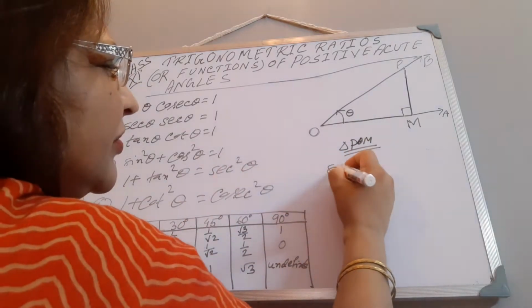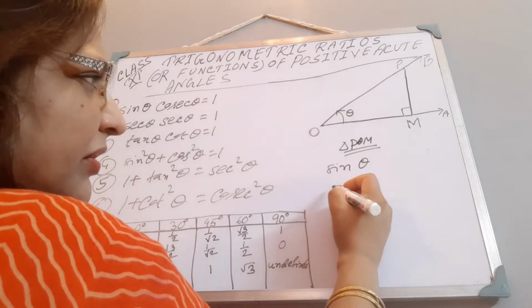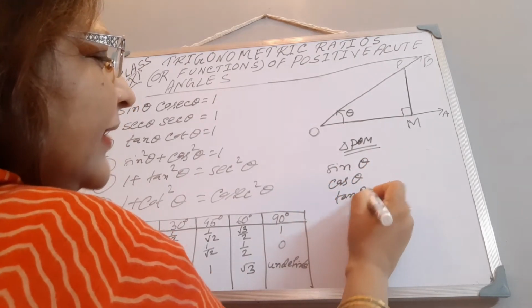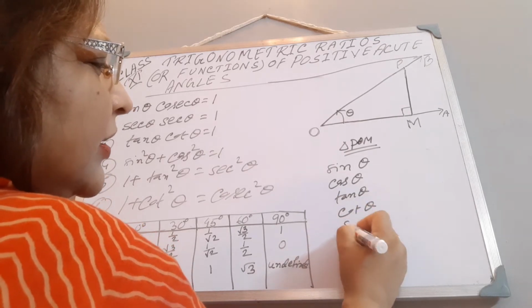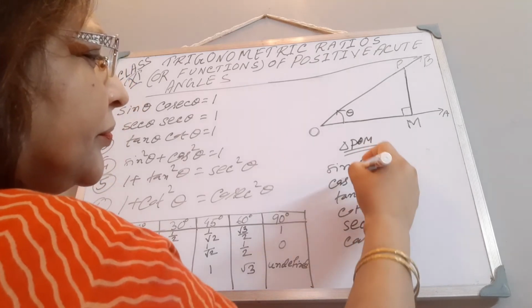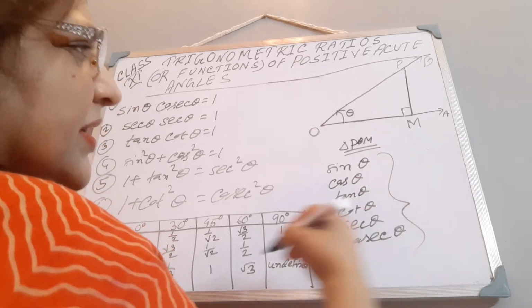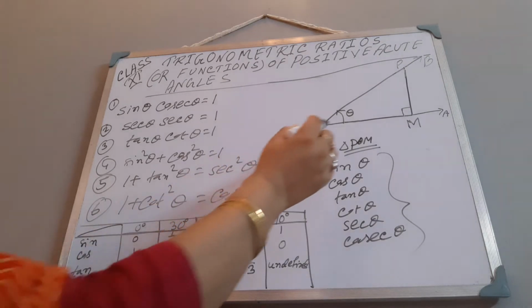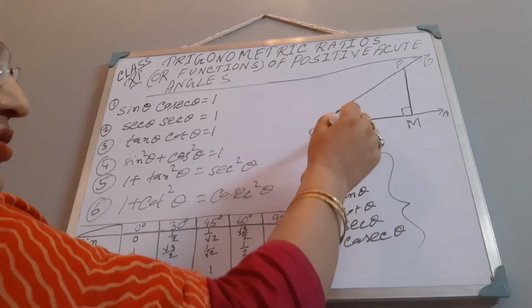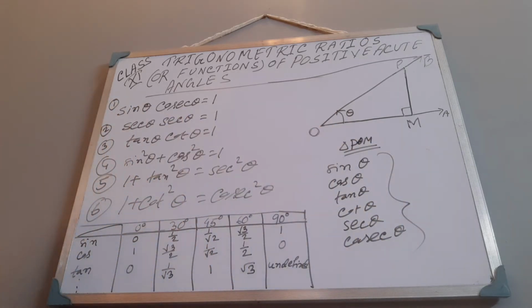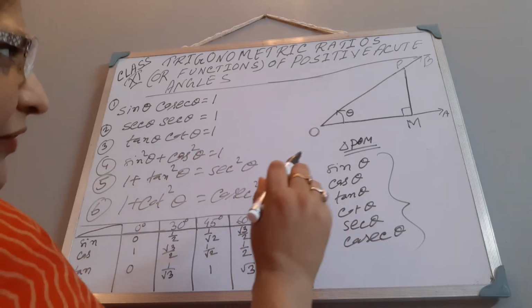From this right angle triangle, we can find the trigonometric ratios. What are the trigonometric ratios? These are sine theta, cos theta, tan theta, cot theta, sec theta, cosec theta. These are 6 trigonometric ratios. This is the positive acute angle, and on the basis of this we have to find the values of the trigonometric ratios.